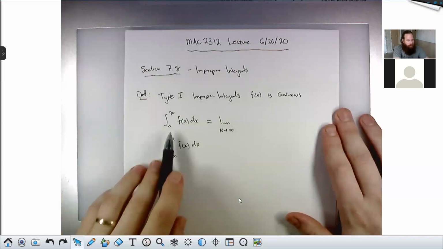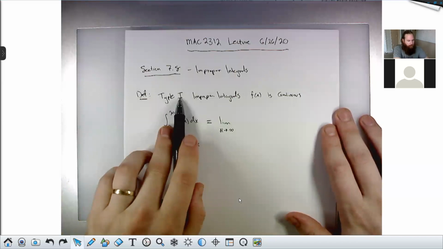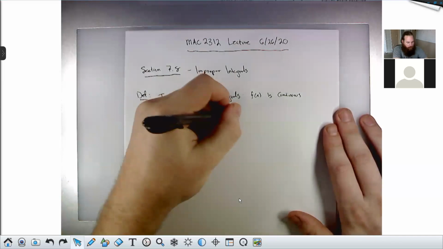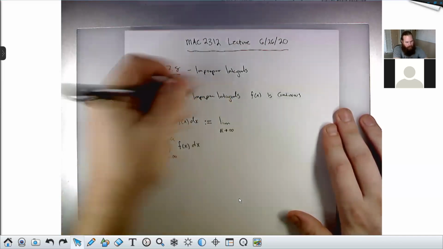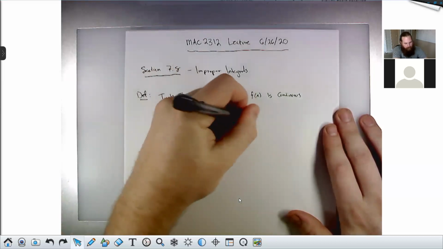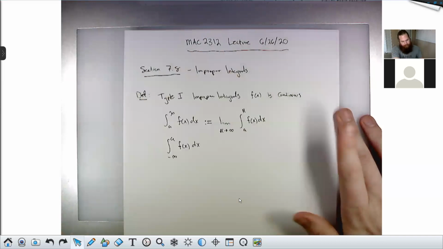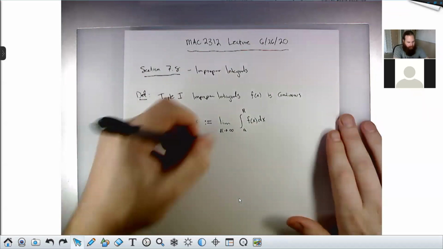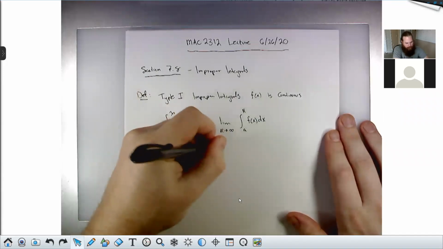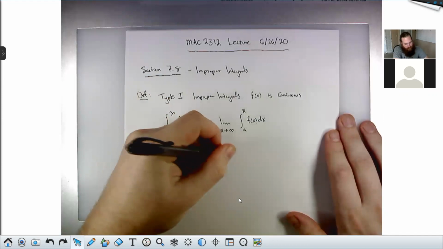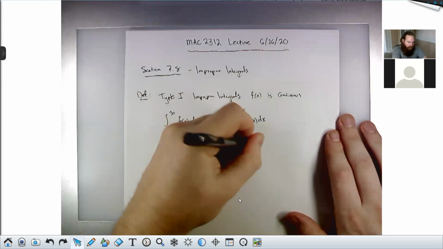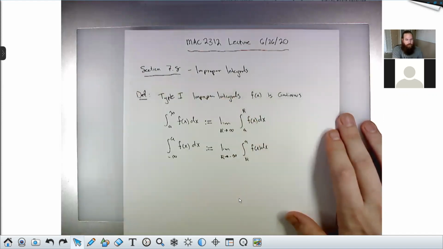So I'll recap. The integral from a to infinity is a type 1 improper integral because the interval over which we're integrating is infinitely long, and we define it to be the limit as r goes to infinity of the integral from a to r of f of x dx. And this other guy we define analogously as the limit as r goes to negative infinity of the integral from r to a of f of x dx. So these were type 1 integrals.